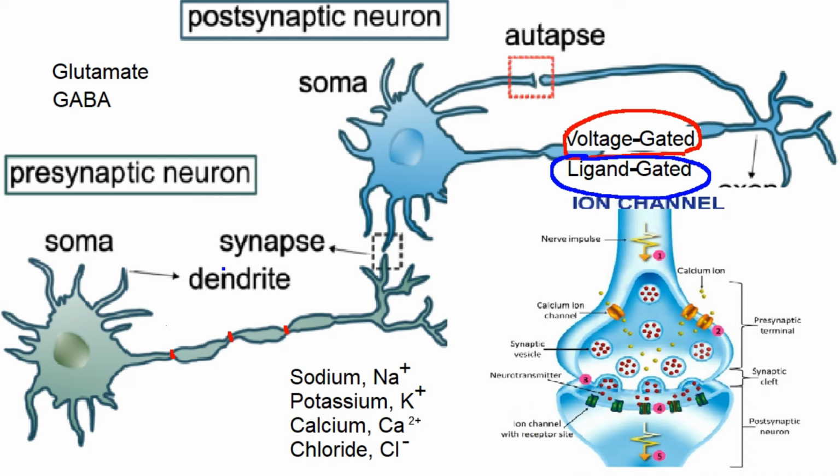Now, what is actually going on here? When the nerve impulse reaches the axon terminal, it causes the calcium ion channels to open. The calcium ions rush into the axon terminal, and they trigger the synaptic vesicles to release something called neurotransmitters into the synaptic cleft. Now, what are neurotransmitters? I'm not going to go too much into detail here, but the main neurotransmitter that we're going to be talking about is glutamate.